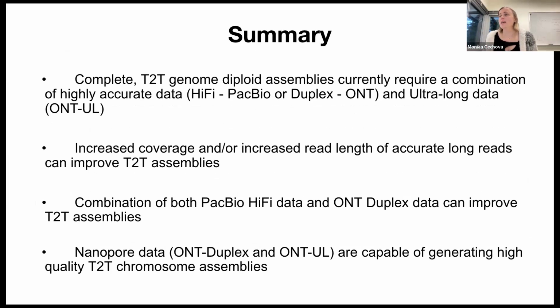So in summary, in order to do T2T genome assemblies, we require a combination of highly accurate data and ultra-long data. And that increased coverage or increased read length will improve T2T assemblies. There are some trade-offs. For example, Ivo showed you that with the duplex data, yes, you get more accurate ONT reads, but you will also get less throughput, because if each read is a consensus of 2 reads, that automatically takes you to half of the reads that you would otherwise have.